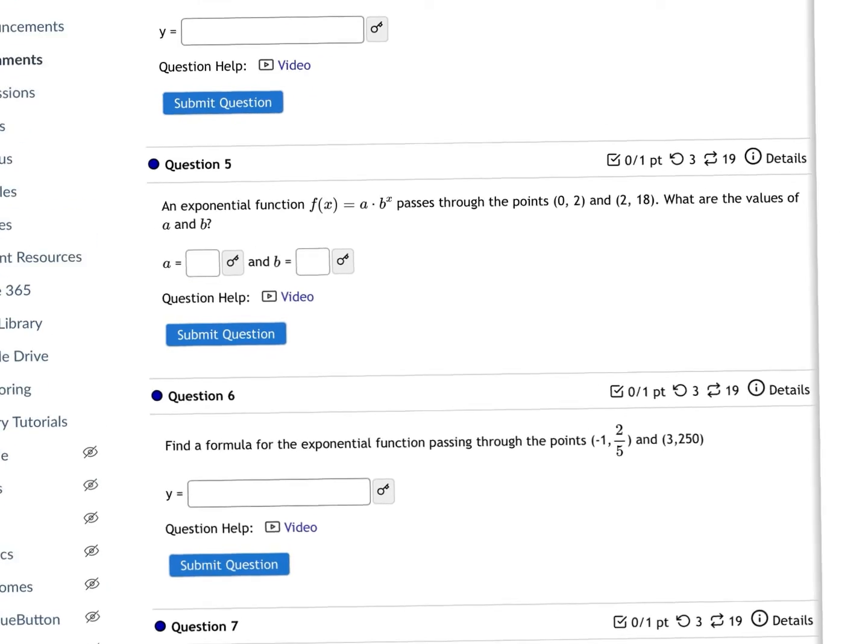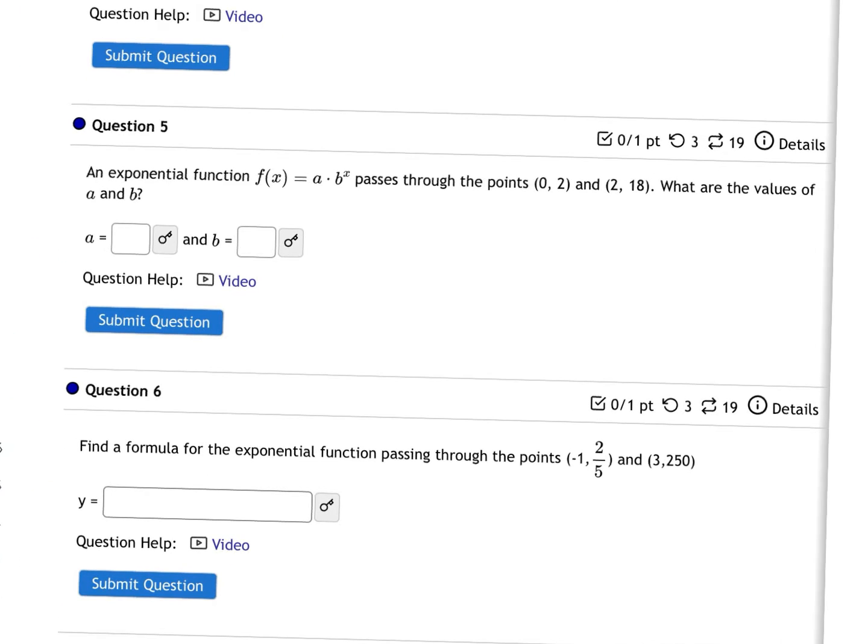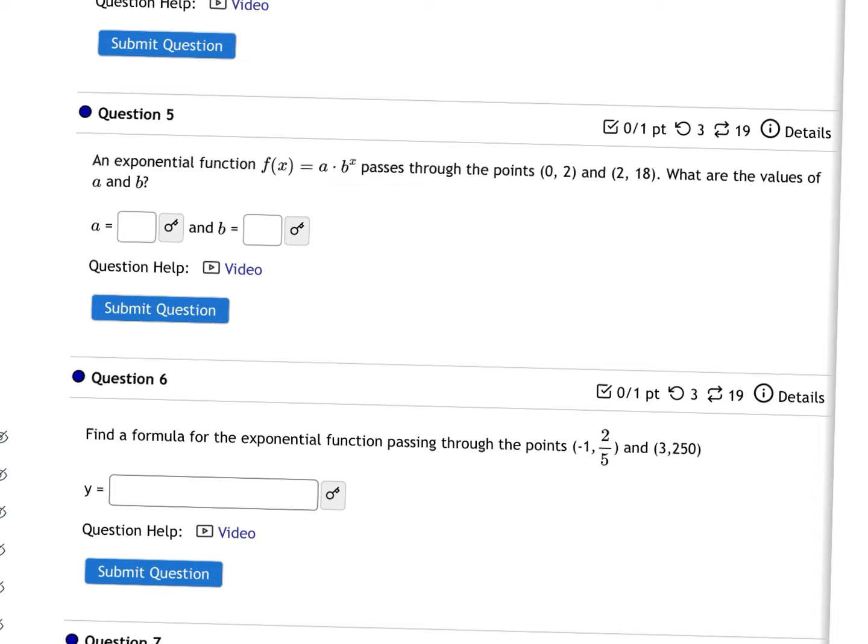All right, so taking a look at problem number 5. It says you have an exponential function, a b to the x, that passes through these 2 points, and they want to know what the values of a and b are. So this is how I prefer to do these problems. First, I know that this is using just regular y, x notation. That's the function. This is an x and this is a y. And this is an x and this is a y.